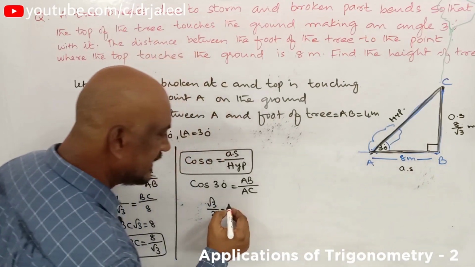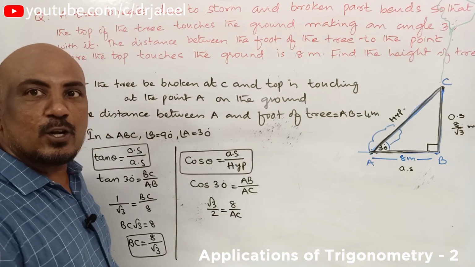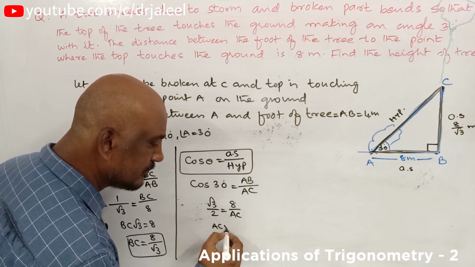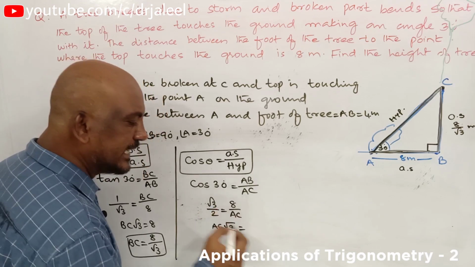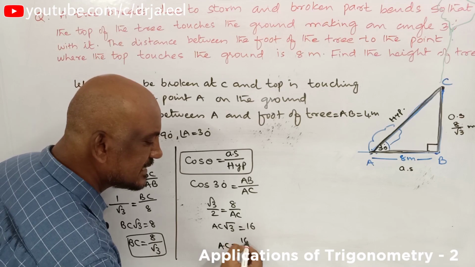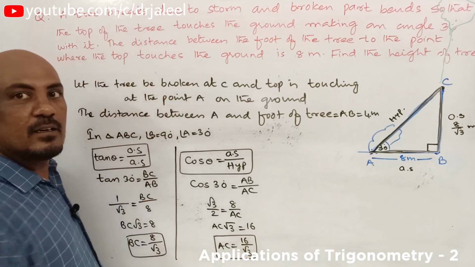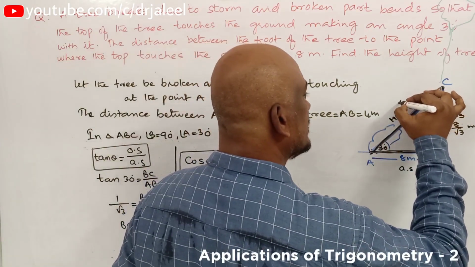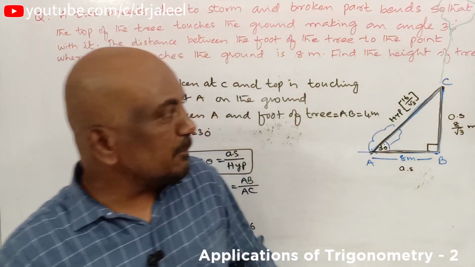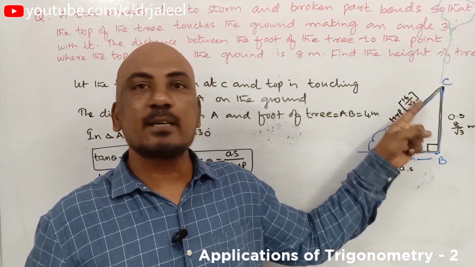AB is 8 by AC. We don't know AC, we need to get it now. So when you cross multiply, you will get AC root 3 is equal to 8 into 2 is 16. So finally we get the value AC as 16 by root 3 when this root 3 goes that side. This hypotenuse is 16 by root 3. So children, here that part of the tree which remained is 8 by root 3 meters and the tree which is broken is 16 by root 3 meters.